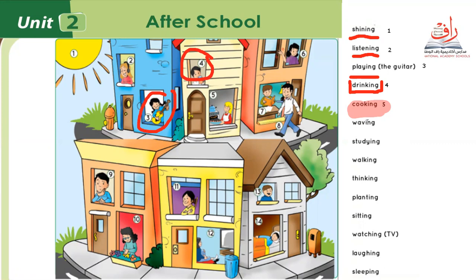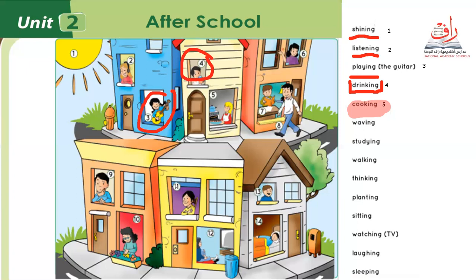Okay, and number six, waving. Number seven, studying. Number eight, what is he doing? Walking. Number nine, what is he doing? He is thinking. And number 10, planting. He is using the plant. He is taking care of the plant. So we should say planting, putting water. Okay, number 10, so planting.